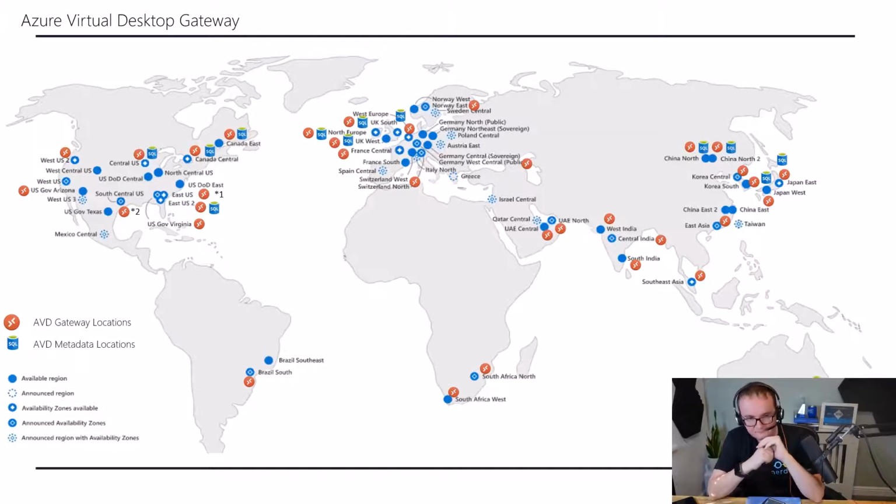This graph that you're seeing is an updated graph showing all the gateways. Quite a few, right? And all these different metadata locations as well that we've got, and we've got more coming in the future. So pretty impressive, the amount of network that we've got for Azure Virtual Desktop, the amount of locations that we can go into now. It seems to be pretty much every single region out there has a metadata location, which is really cool to see.